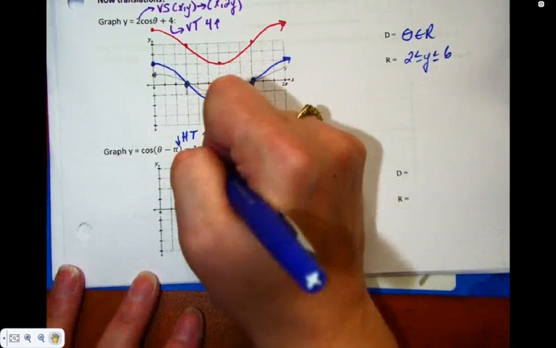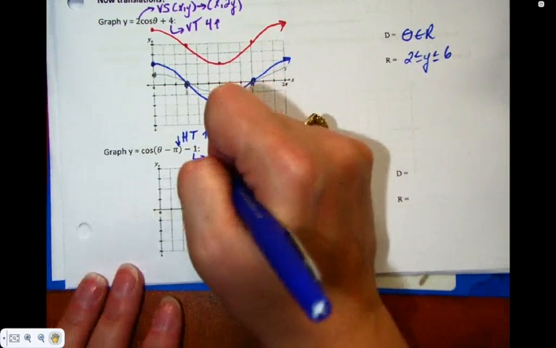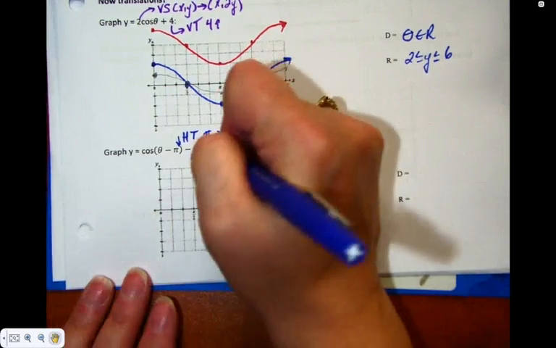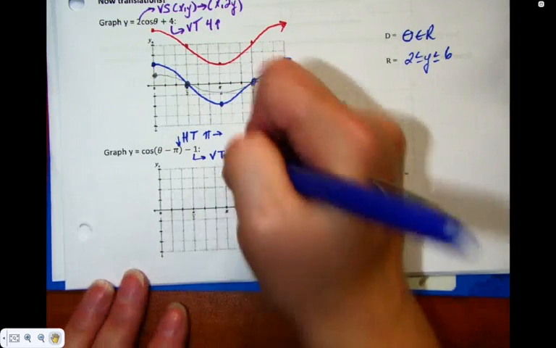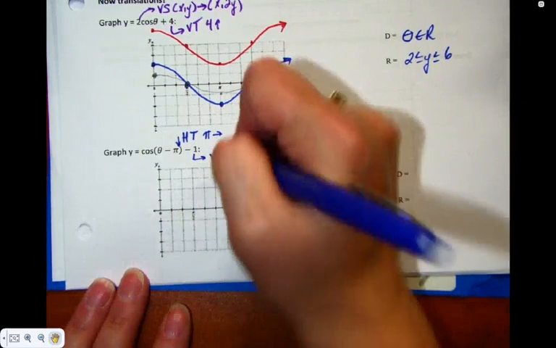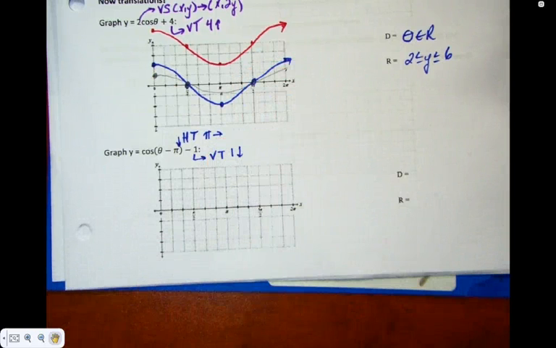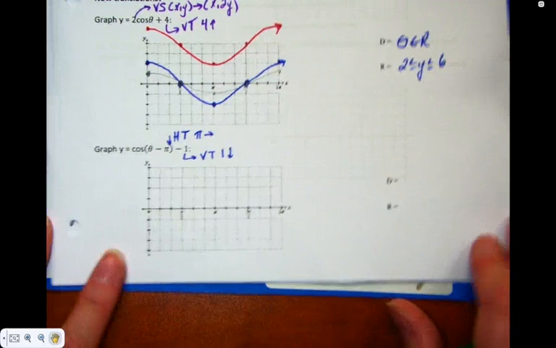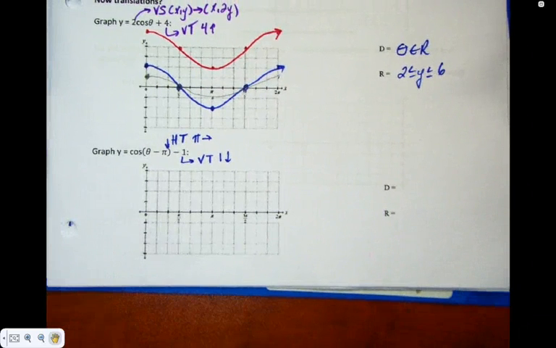The -1 outside the brackets means it's vertical. It's a subtraction, means it's a translation. 1 unit down. Take away those two things, the horizontal, vertical translation, what's left? Cos. Draw the base graph of cos.